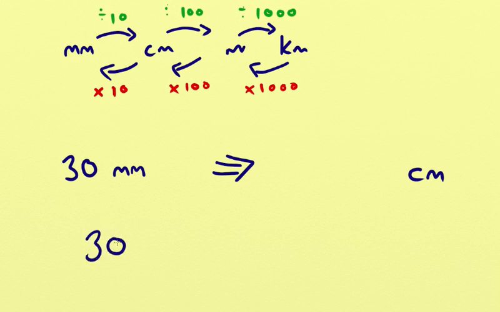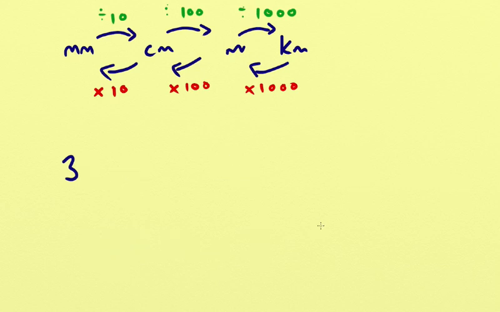So quite simply, we do 30 divided by 10, which gives us 3, and that is our answer. To get from 30 millimetres to centimetres, it's 30 divided by 10, as it says in our little diagram, and that gives us 3 centimetres. So 30 millimetres is 3 centimetres. I'm just going to get rid of this so we can still see our diagram.